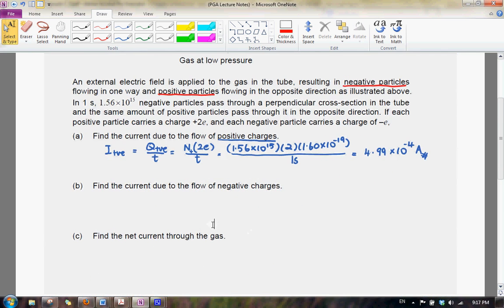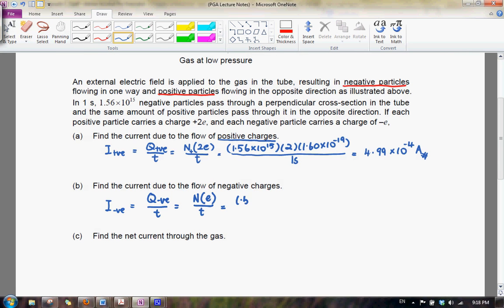In the second part of the question, you are asked to find the current now due to the flow of negative charges. So as before, we consider the current that's only due to the negative charges, and so it's the charge divided by the time. Therefore, it's the number of negative particles that flow through multiplied by the charge on each negative particle, which is e. We're looking for magnitude here, so I'm going to drop the negative sign.